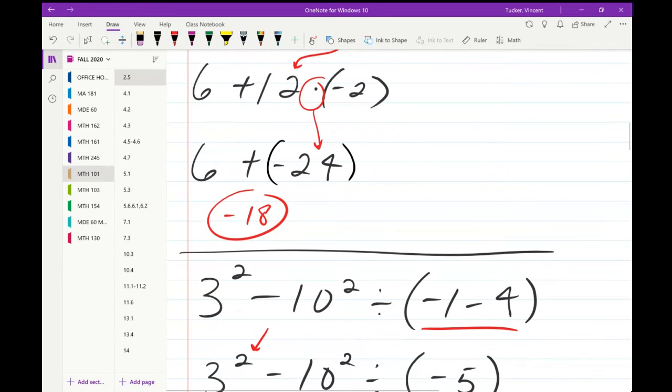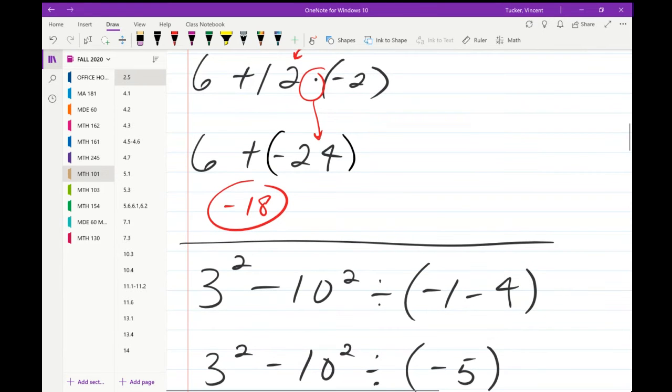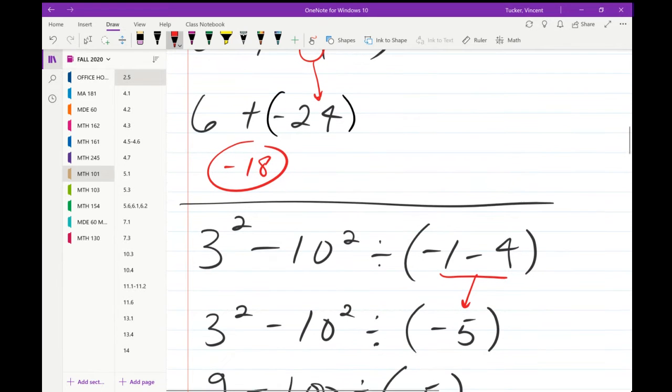All right. So let me erase some of this stuff. All right. So here we have 3 squared minus 10 squared divided by the quantity of negative 1 minus 4. And so this is one of the ones that would fit Ms. Moultrie's question. We're talking about something inside of the parentheses. So we would do that first. And negative 1 minus 4 would be negative 5.